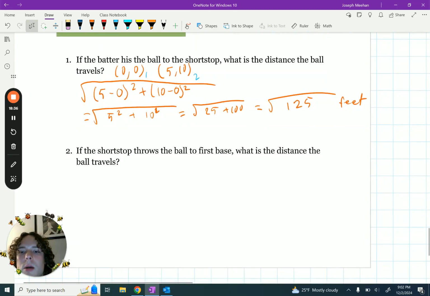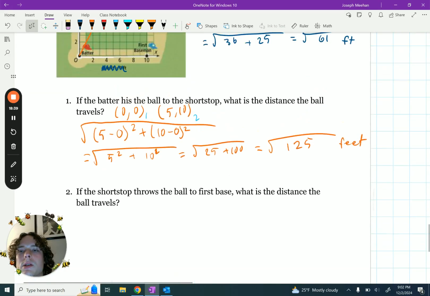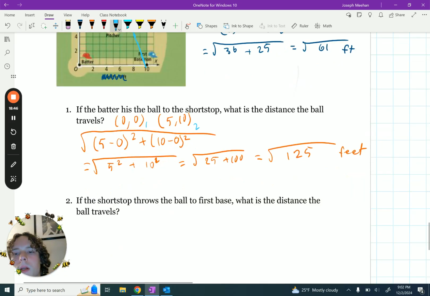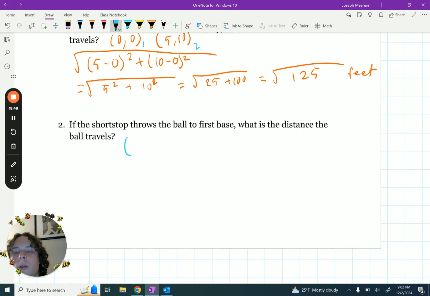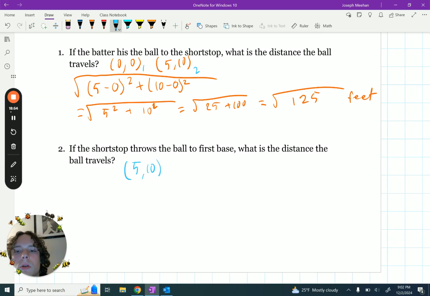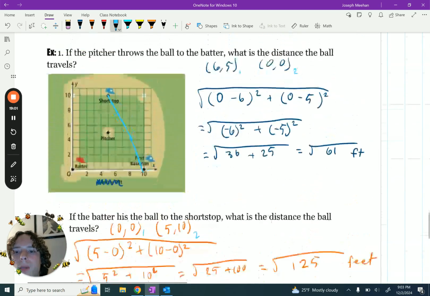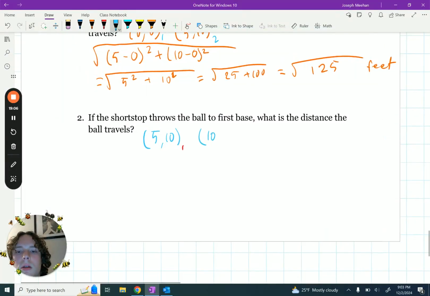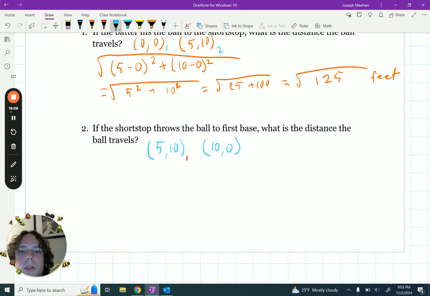One more last example. It says if the shortstop throws the ball to first base, what is the distance the ball travels? All right, so let's say light blue now. We're going from the shortstop to first base. The shortstop is at 5, 10, and we're going to say that's point 1. And then first base is at 10, 0, it looks like, and we can call that point 2.